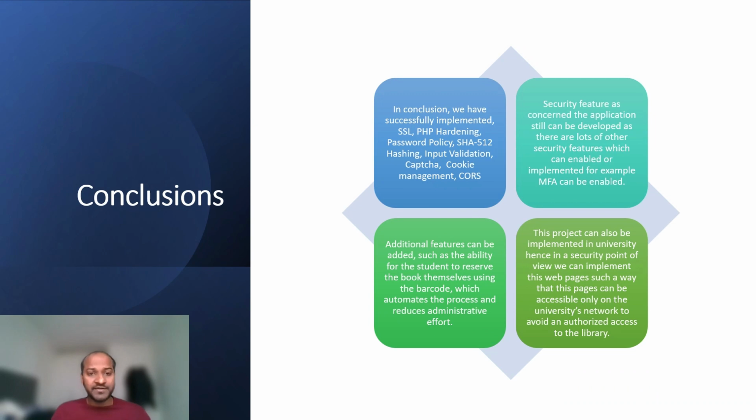We have successfully implemented SSL, PHP hardening, password policy, SHA-512 for hashing the password, input validation, CAPTCHA, cookie, and CORS. The only thing that we want to improve in the security of this website, I think, would be adding multi-factor authentication. Additionally, we can also add more features like automating the book borrowing by using the barcode on the book. For adding more security, we can make the website available to be used only in the university's network.